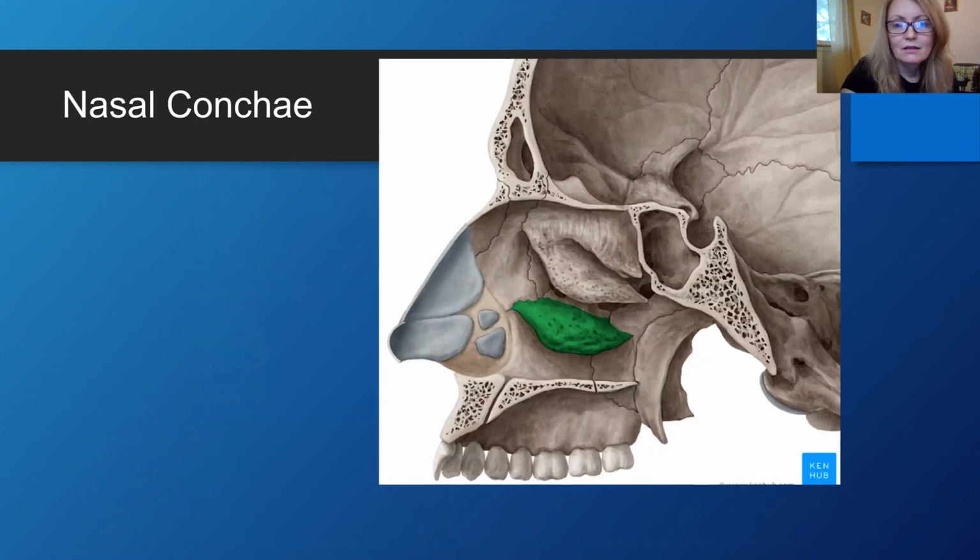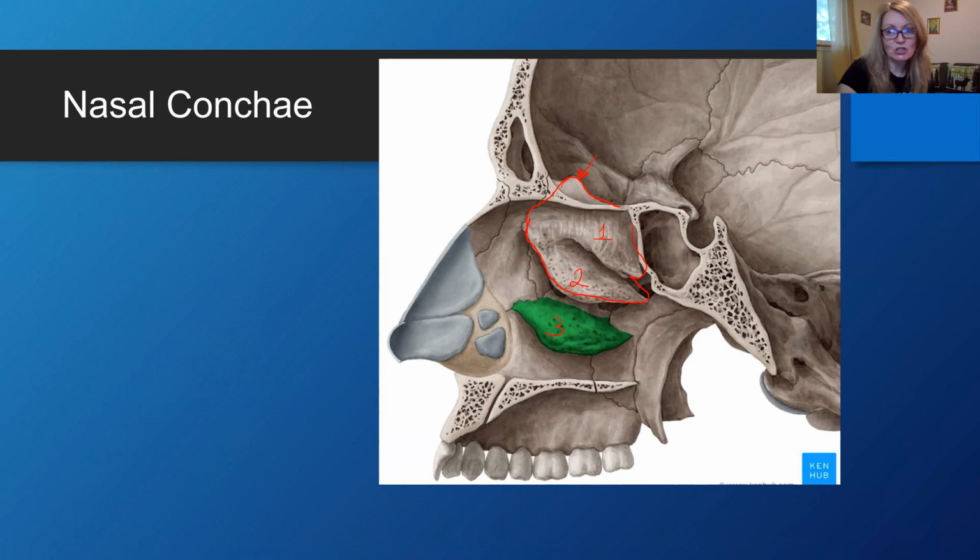Nasal concha. In your nasal cavity, on the lateral side, you have these bony structures, right? And they make what we call nasal concha. So we have superior nasal concha, middle nasal concha, and inferior nasal concha. Superior and middle are both part of this bone right there. That's your ethmoid bone. So this is crista galli. And the inferior nasal concha is its own bone. We have two of them, right? Shown here in green.